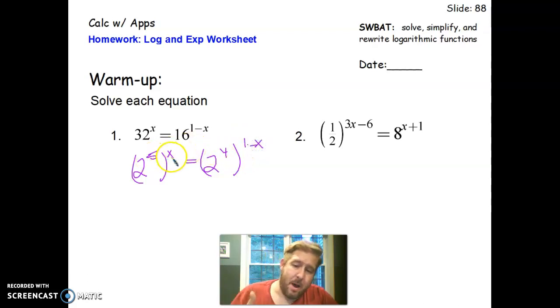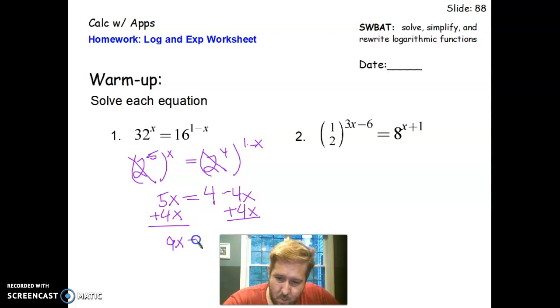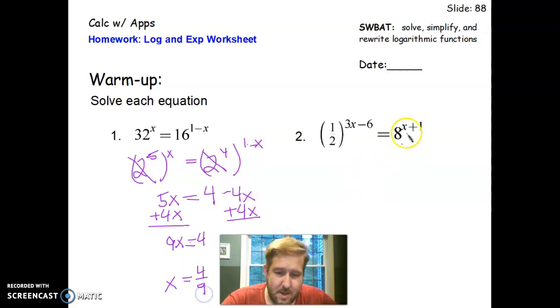Now, the power to a power rule states that whenever you raise a power to another power, you multiply those powers. And before we even do that, since the bases are set equal to each other, we know that the exponents must also be equal to each other. So that's 5x equals 4 times 1 is 4, so we have to distribute, and then 4 times negative x is negative 4x. Now from here, I can combine the like terms. That's going to give me 9x equals 4, and it looks like the answer is going to be 4/9 when I divide both sides by 9.